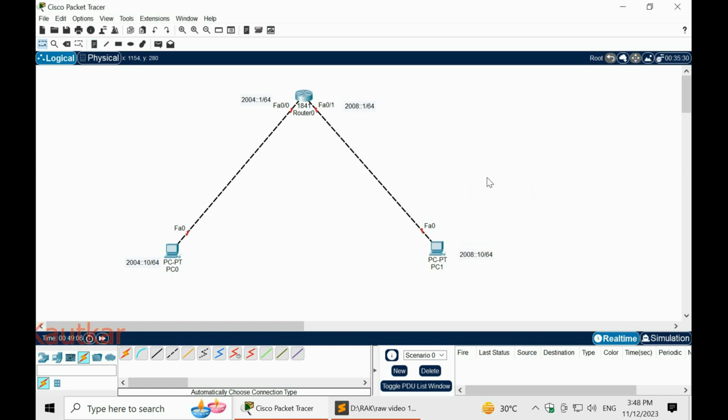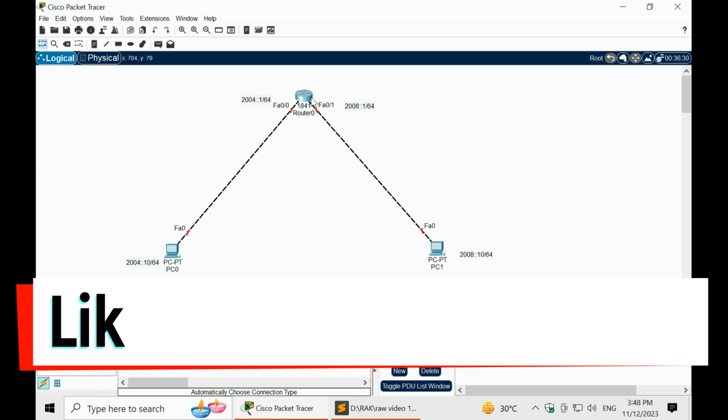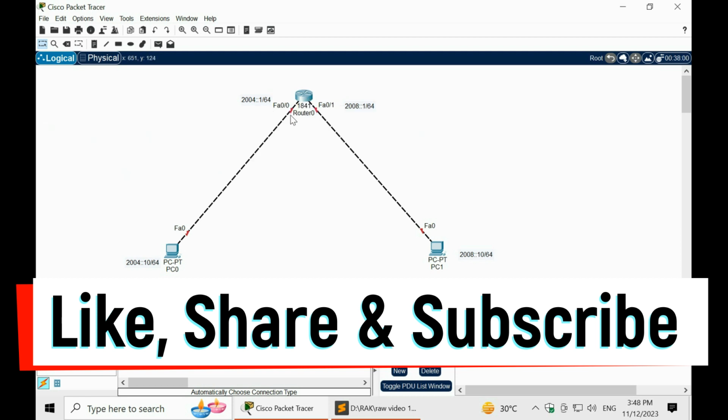Now friends, we will go to the command line interface of this router, and we will assign IP addresses to both of these interfaces.